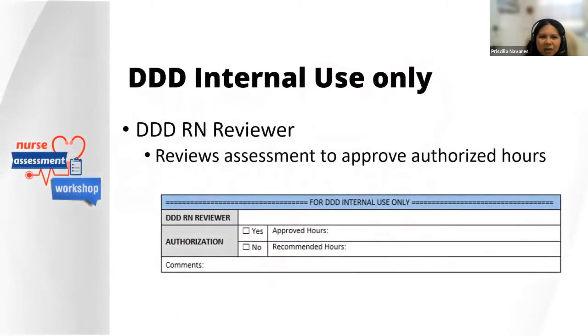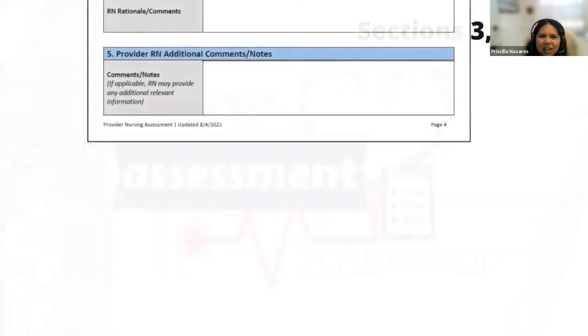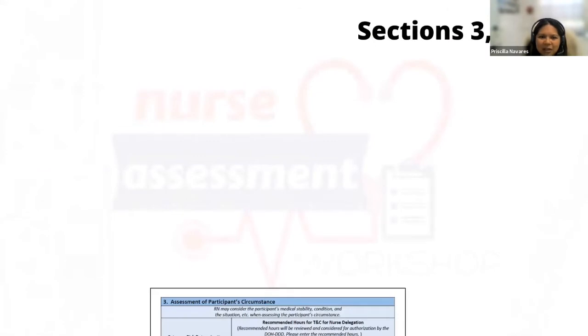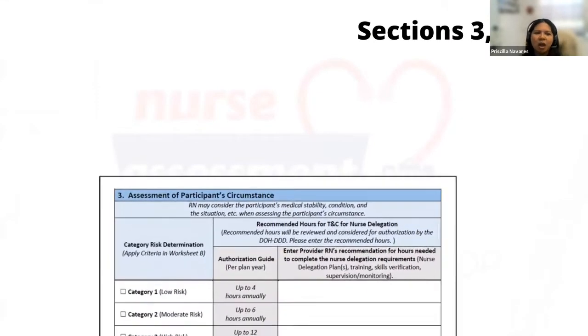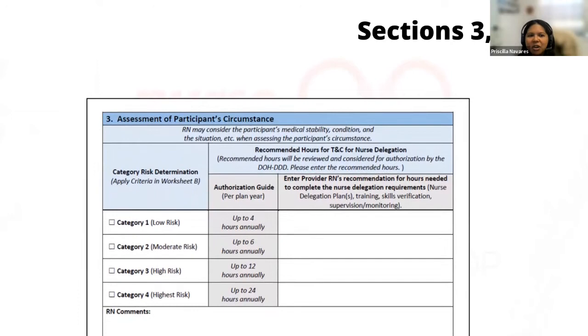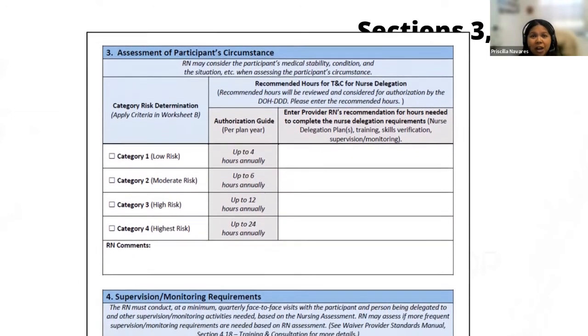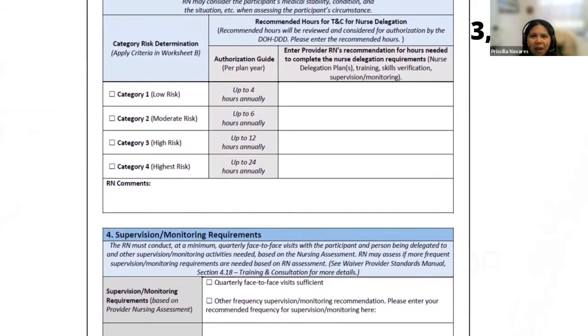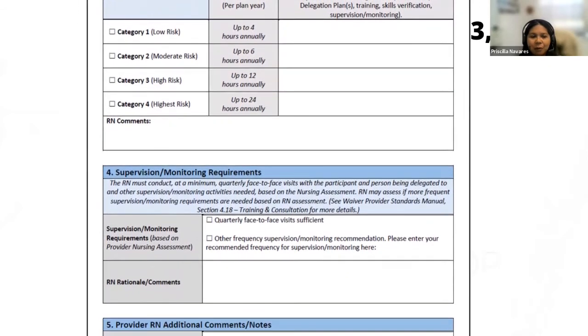Let's see if it goes through. It doesn't. So actually, let me go through. It doesn't break it down. So let me kind of discuss this as well. In section 3, you're going to identify what the appropriate category is, and we're going to talk about that when we talk about some of the worksheet A and worksheet B.